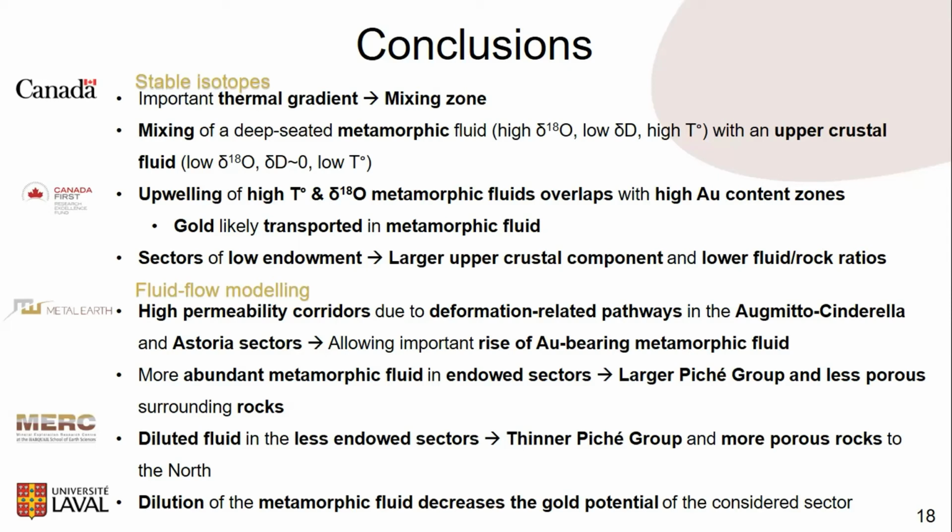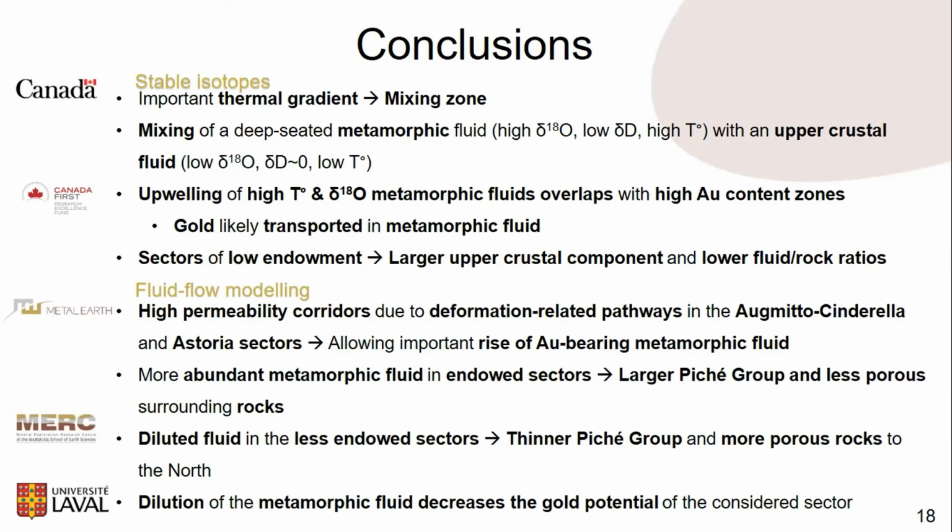We saw also some upwellings of high temperature and delta 18 metamorphic fluid, which overlap with high gold content zones, which leads us to think that gold is transported in the metamorphic fluid. And sectors of low gold endowment are characterized by larger upper crustal component and lower fluid rock ratios.